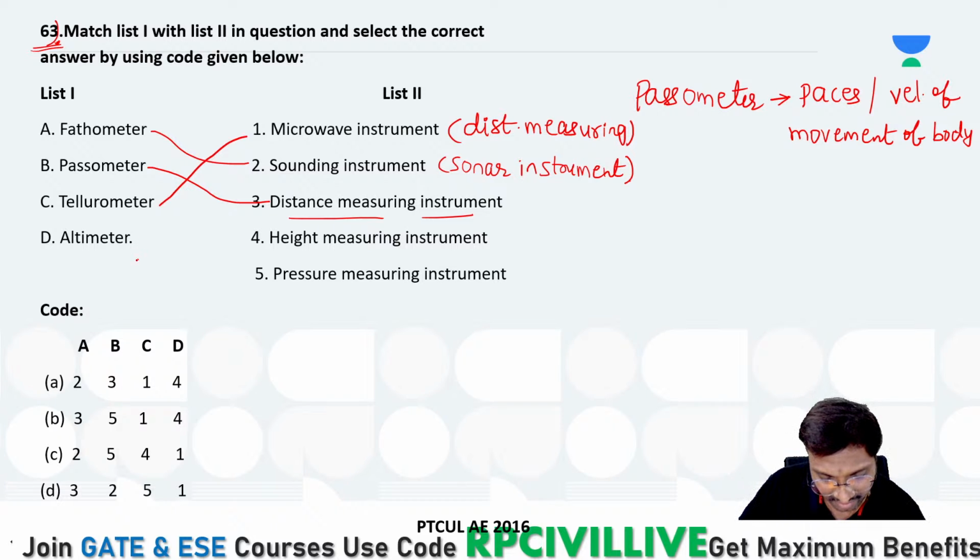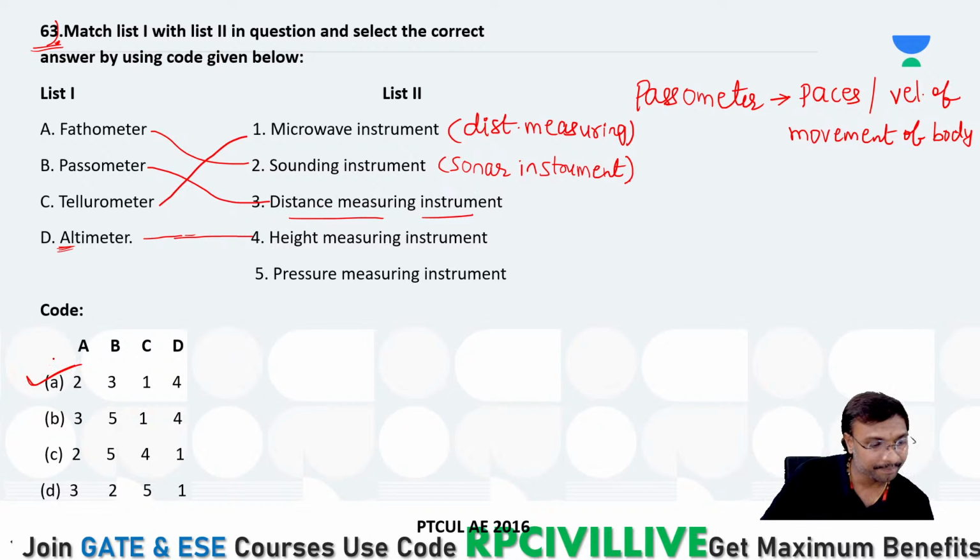Next, what is an altimeter? The name itself tells that altimeter is used for altitude, a height measuring instrument. That is D matching to 4. So A2, B3, C1, D4. Option A will be the correct answer. Is that clear, everyone?